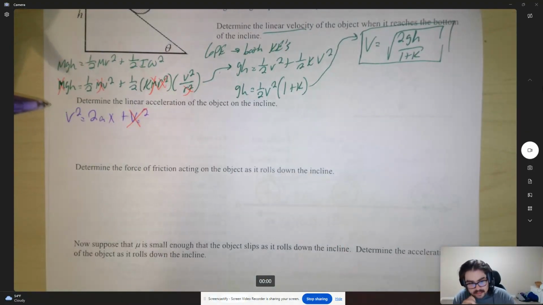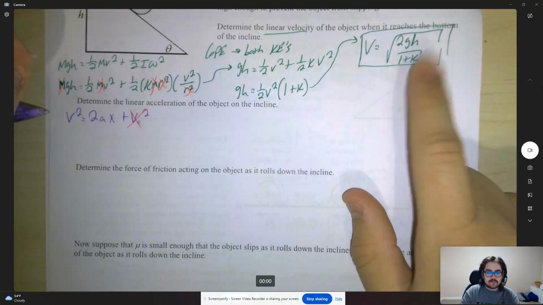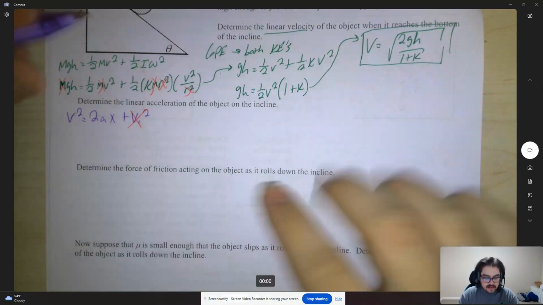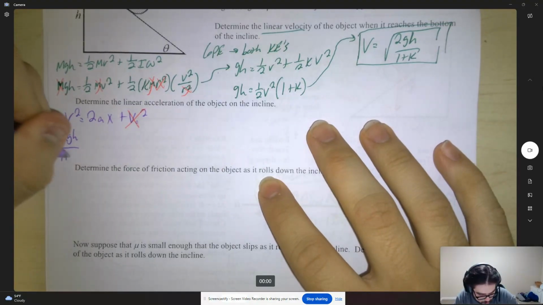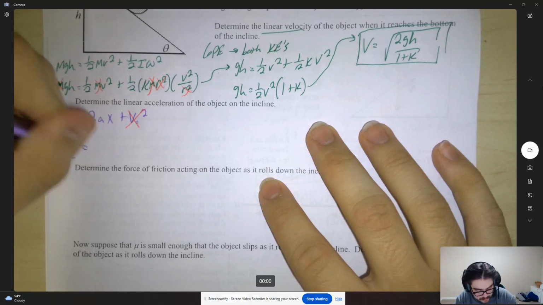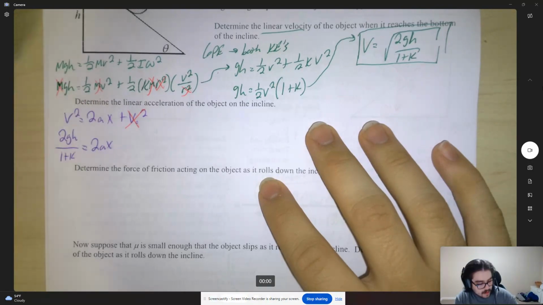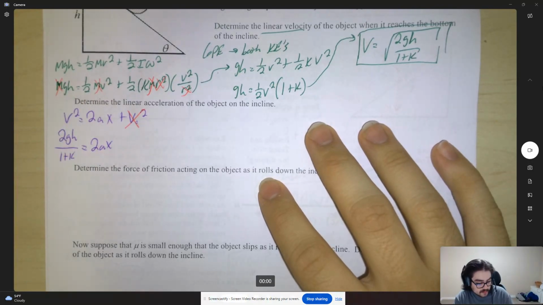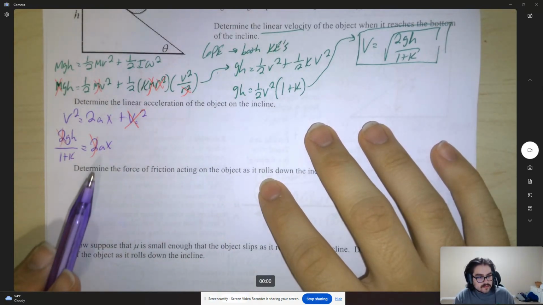And then what I end up getting is I need to get the acceleration by itself, but I also figured out earlier that v is this. So I'm going to plug this in for v, and I end up getting 2gh over 1 plus k, and set that equal to 2ax. You'll notice my 2's can cancel out, so I can get rid of those. Not a huge deal. And then all I have to do is divide by x.